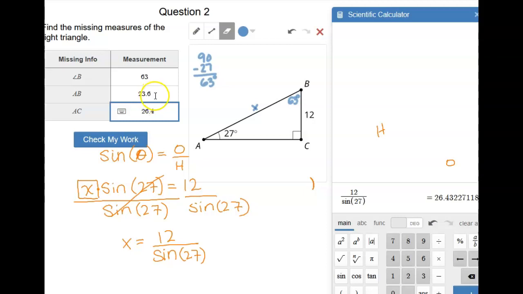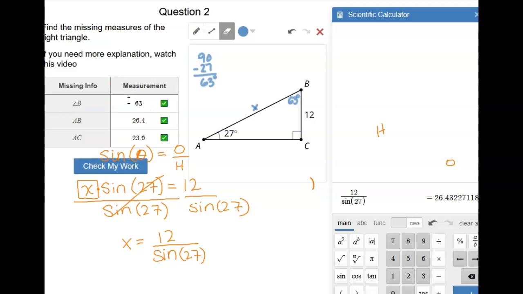Oh, I've got these two switched around. Knew something wasn't right here. This one's 26.4. And this one was 23.6. There we go. So it didn't make sense to me because I knew AC had to be shorter than AB because the hypotenuse always has to be the longest. So AB is our hypotenuse and AC is our leg.